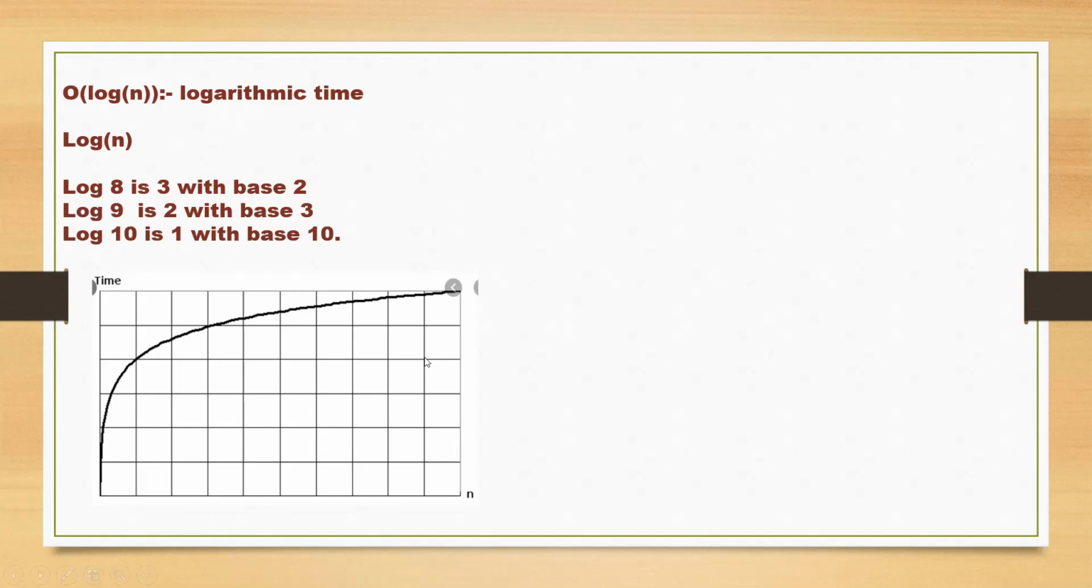As you can see here, the graph is increasing in the initial stage, that is the number of elements are increasing, but when it goes to a certain extent, the graph is not increasing as much as it has increased in this initial stage. So we can say that this time complexity is good if the number of elements are more.